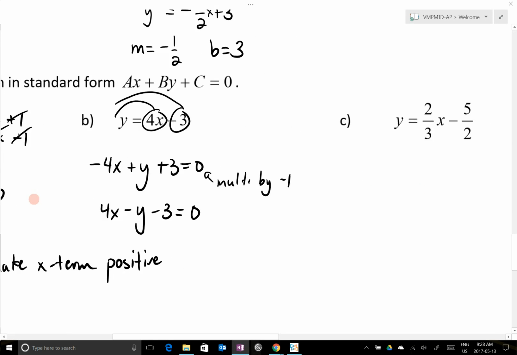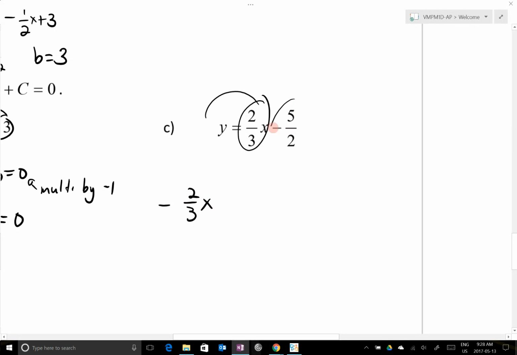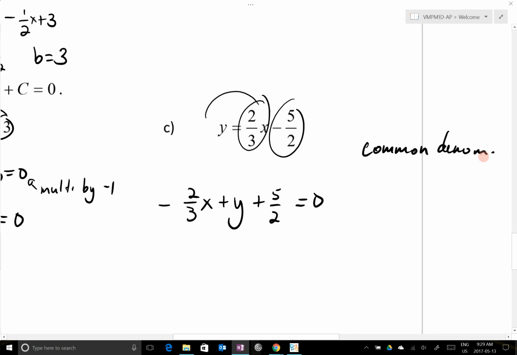All right, so what about C? We have fractions for C. So let's move everything over like we just did. So 2x comes over, it becomes minus 2 over 3x. Move the minus 5 over 2 over, so don't forget I have plus y over here, and then this becomes plus 5 over 2, and that equals 0. Now I don't want negative, so I have to multiply everything by negative, and I don't like fractions. So what's the common denominator? Well, the common denominator between 2 and 3 is going to be 6.